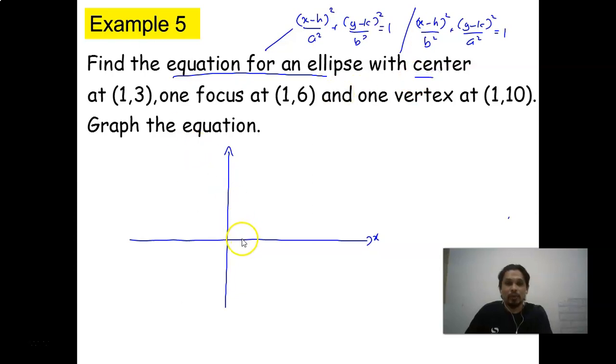Center at the point (1, 3). Focus at (1, 6).